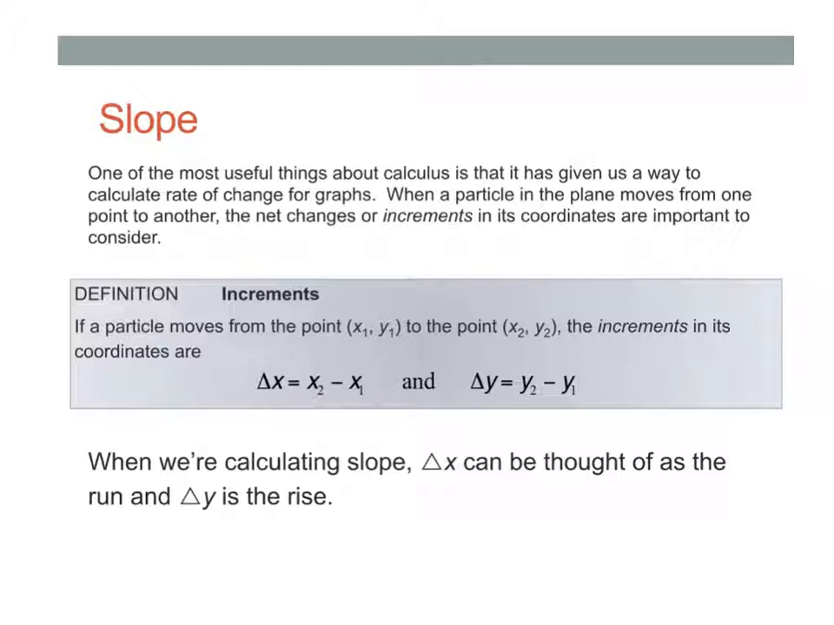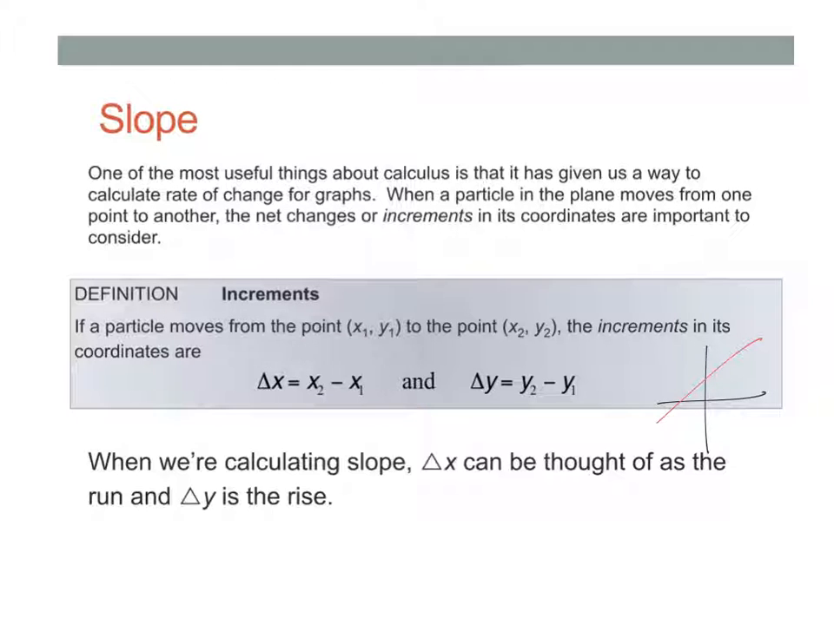When a particle in a plane moves from one point to another, the net changes or increments in its coordinates are important to consider. This sounds really confusing, but all they're saying is that an increment is how far something has moved in either direction: how far it has moved horizontally on the x-axis, and how far it has moved on the y-axis. When you think about it, it's just talking about a graph. Like if you had a graph, that's our grid, and on it a line.